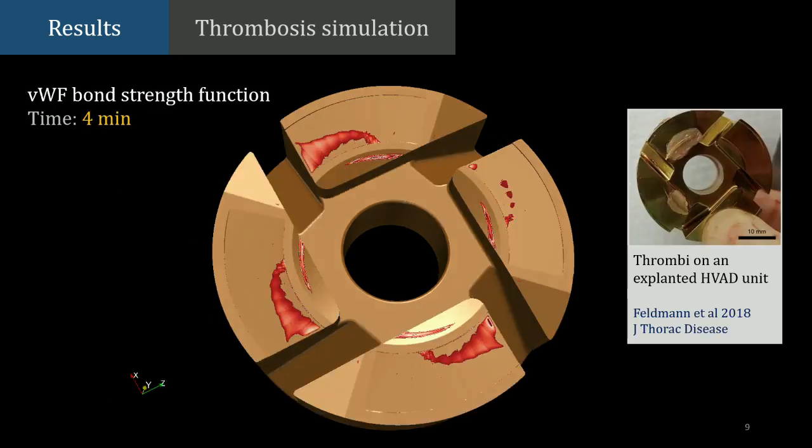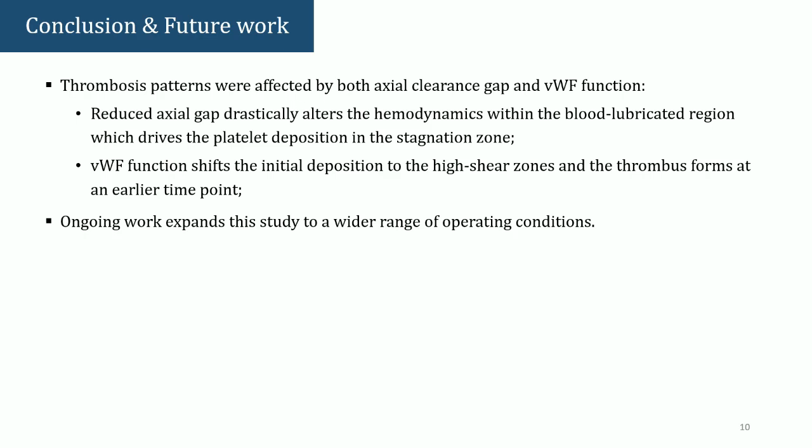When I activate the vWF bond strength function, the platelets are now much more resistant to shear cleaning. Hence, the deposition shifts to the high shear zone, and it happens at a much earlier time point, 4 minutes versus 30 minutes of simulation time. This means that the platelets are able to form a high shear clot much earlier than they aggregate in the low shear stagnation zone.